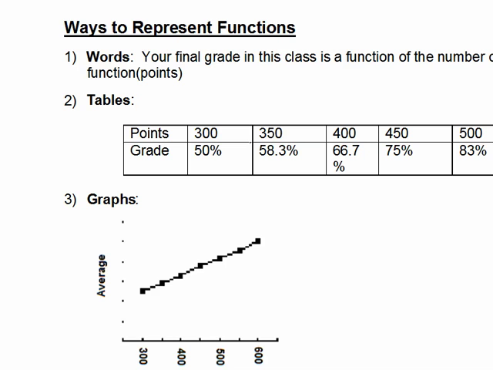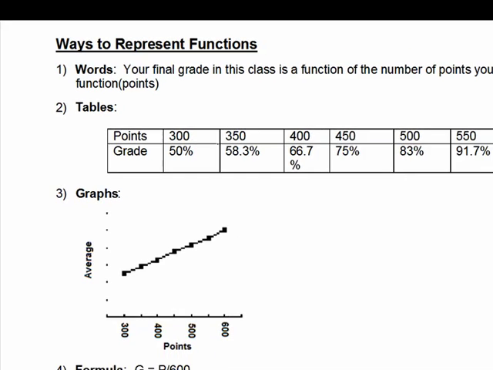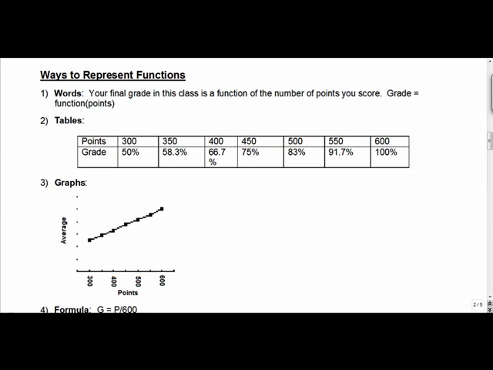350 would be 58.3. 400 would be 66.7%. 450, 75%. 500, 83%. 550, 91.7%. 600, 100%.